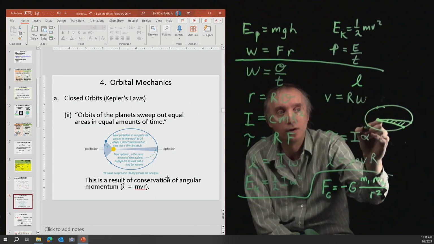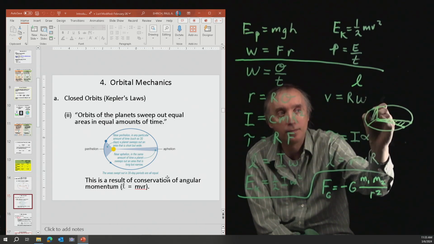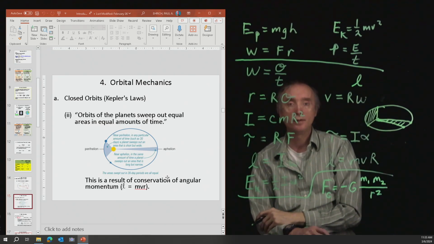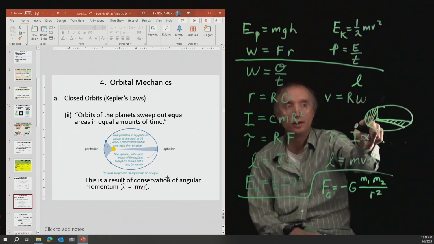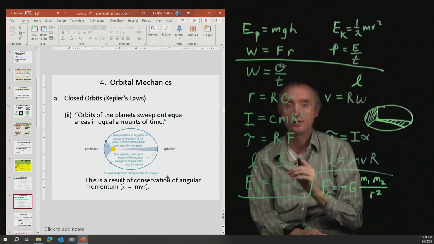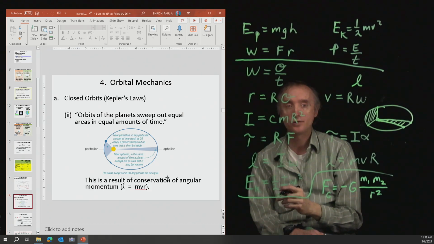In 1 month it goes from here over to here, and then we connect those points, and then we can mathematically calculate what that area is, and it would turn out that this area is going to be exactly the same as this area over here. Now Kepler had no idea why that was true, but it's conservation of angular momentum.